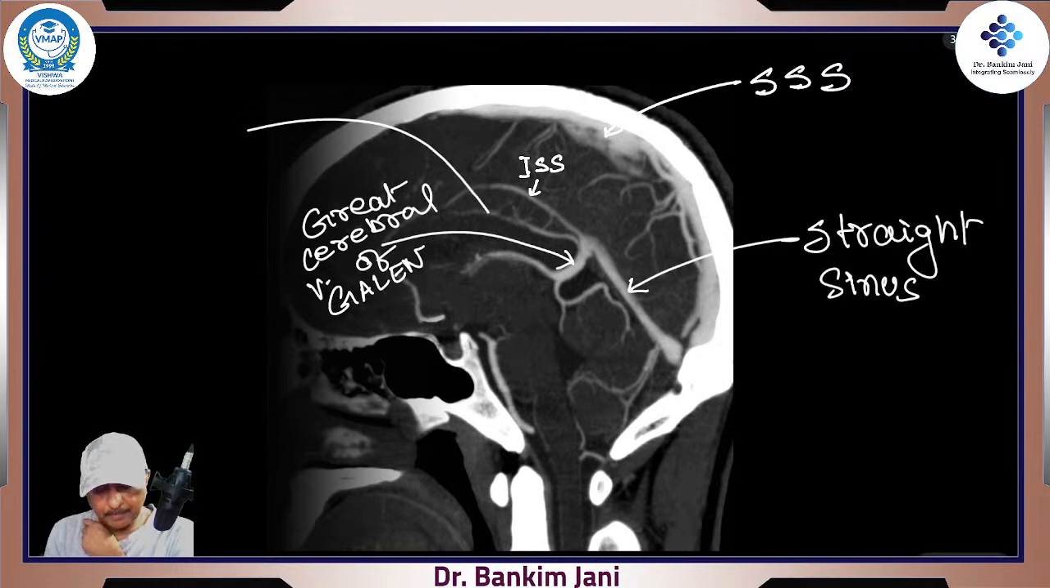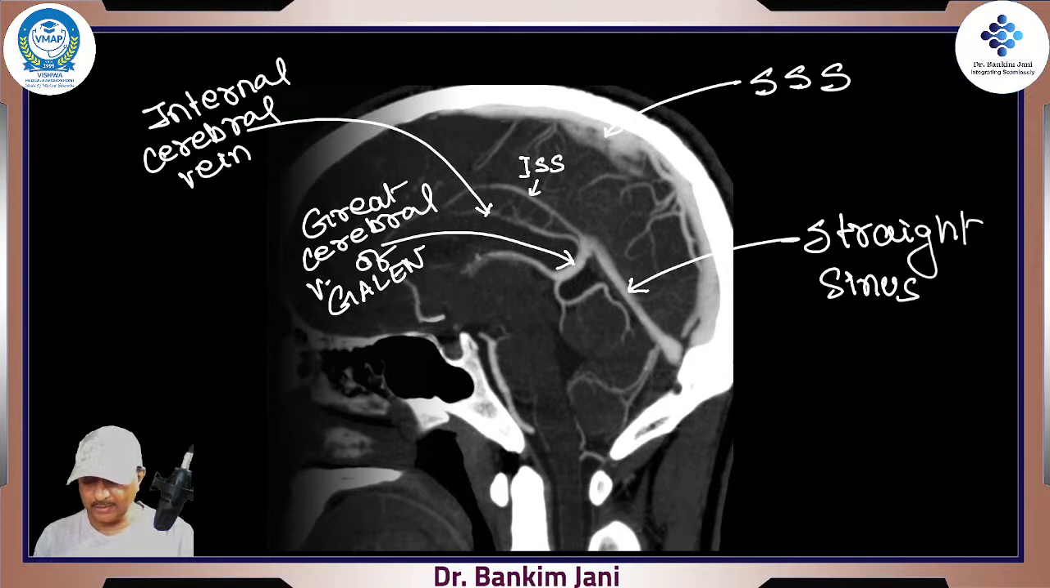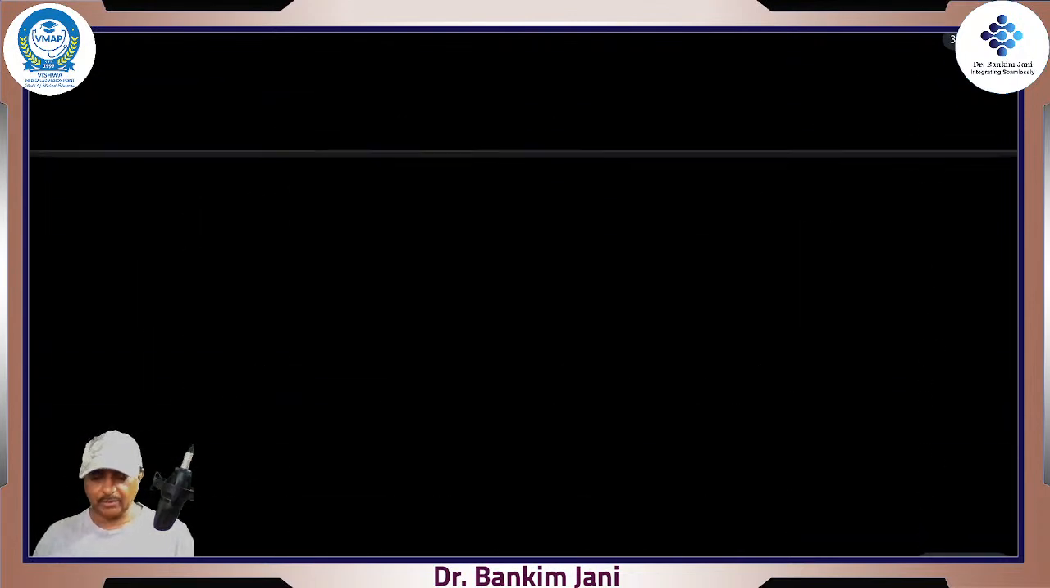Then this one is the internal cerebral vein. That one is the internal cerebral vein. And then there are all those precentral veins and other veins that will be coming over there, the Wormian veins. But that we'll see when we learn those structures. This is in general. So that's how things are there for the blood supply of the brain.